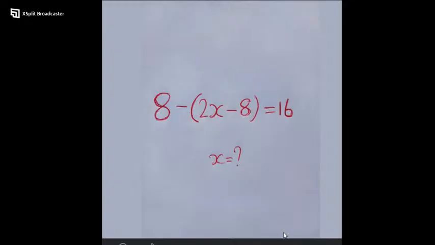Where was I? So, we have 8 minus (2x minus 8) is equal to 16. Now, 8 minus a is equal to 16, right? If we do the math again, we're going to add a to both sides. So now we have 16 plus a is equal to 8, right? And so we're going to minus 16 from both sides. So a is going to be equal to 8 minus 16, which means a is equal to negative 8, right?